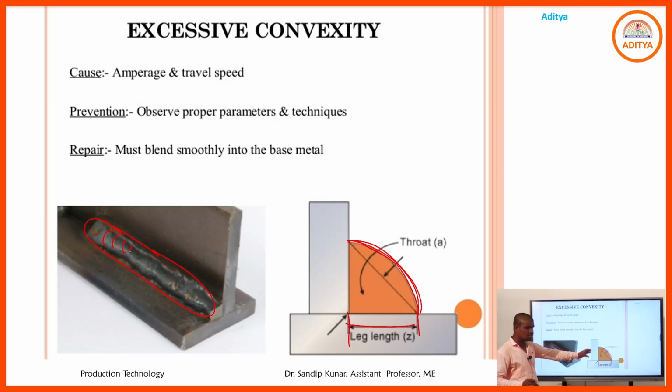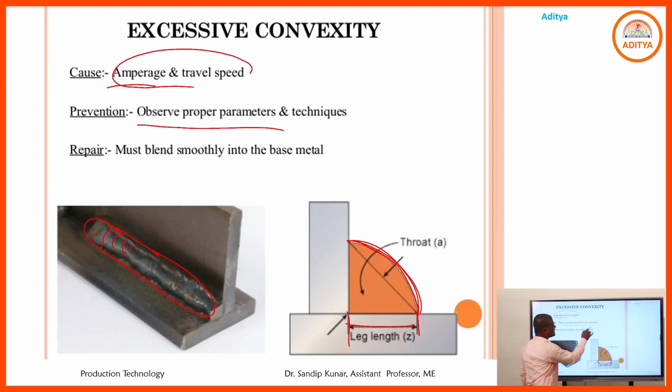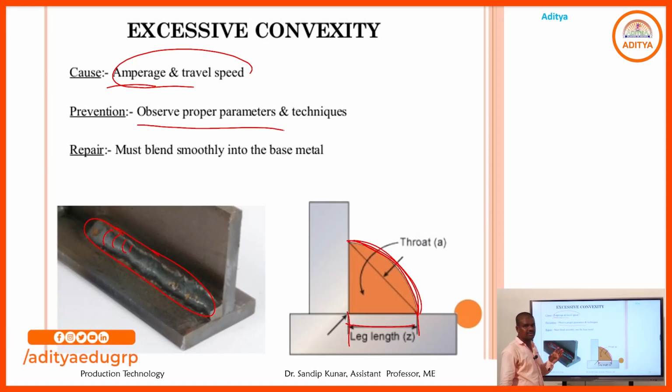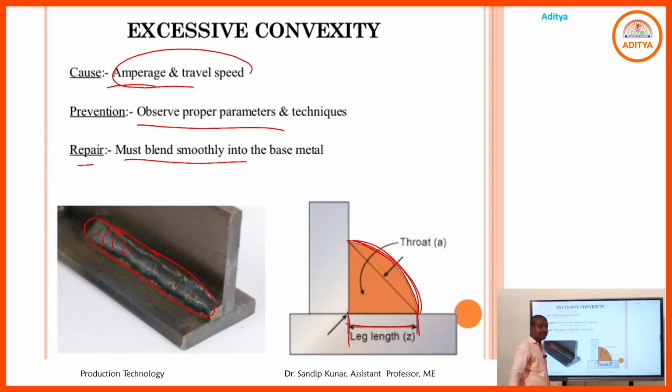What are the causes of that problem? Mainly amperage and travel speed are responsible. How to prevent? Observe proper parameters and techniques. We use proper welding techniques, and before welding we set the proper parameters. Using proper parameters we can solve this problem. How to repair? It must blend smoothly into the base metal, meaning during welding the molten metal must be mixed with the base metal. Due to that, we can remove the problem.